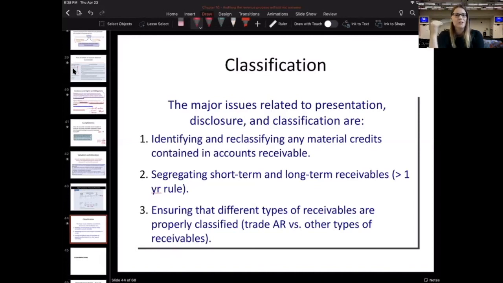So this also could happen if you have a customer that you also purchase from. You also want to make sure short-term and long-term receivables are appropriately segregated. And we know the rule is generally, if you expect to get paid within the year, it should be a short term. Lastly, making sure receivables are separated into appropriate categories. So trade AR versus other types of receivables, like a loan receivable or something like that.